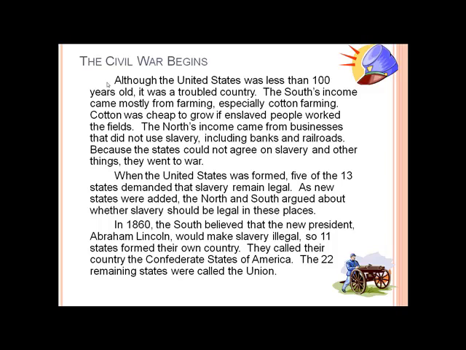Although the United States was less than 100 years old, it was a troubled country. The South's income came mostly from farming, especially cotton farming. Cotton was cheap to grow if enslaved people worked the fields. The North's income came from businesses that did not use slavery, including banks and railroads. Because the states could not agree on slavery and other things, they went to war.